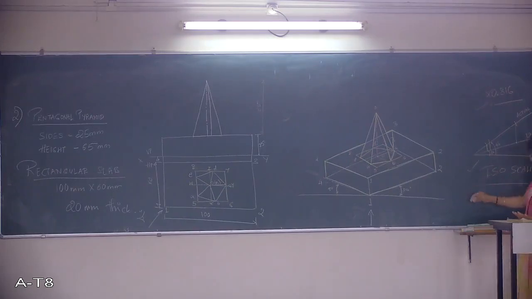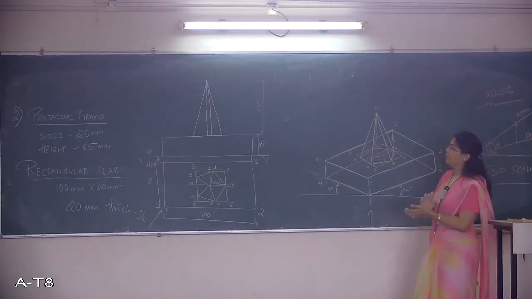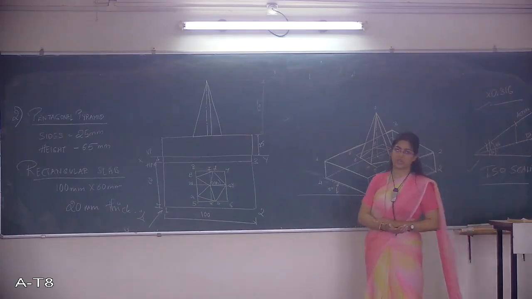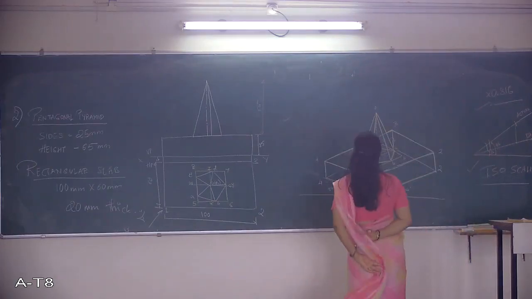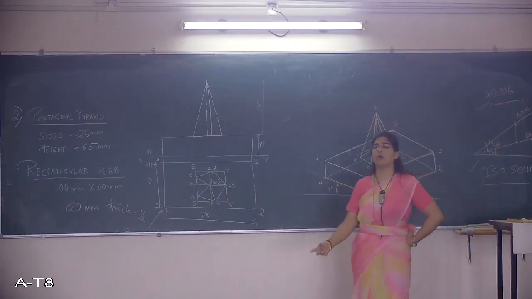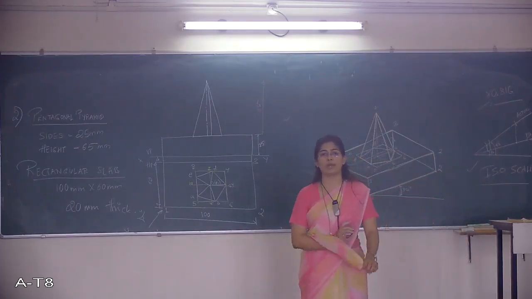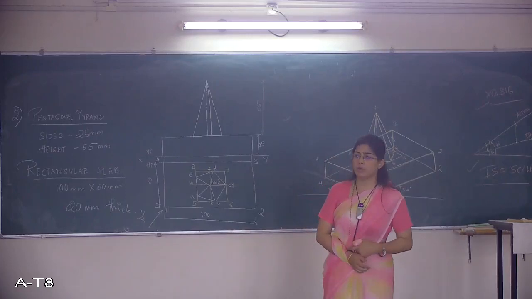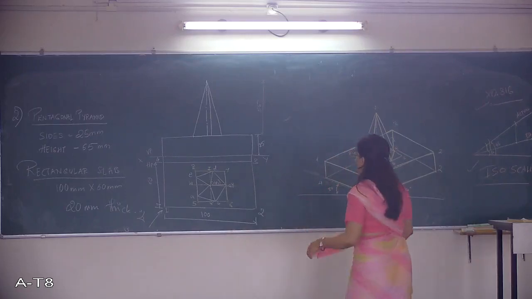Okay, so this is how you have to complete the isometric projections. Today we have seen how a cylinder needs to be drawn, how a pentagonal pyramid, how a pentagonal prism and a square block can be drawn in isometric projections. So I will stop here.